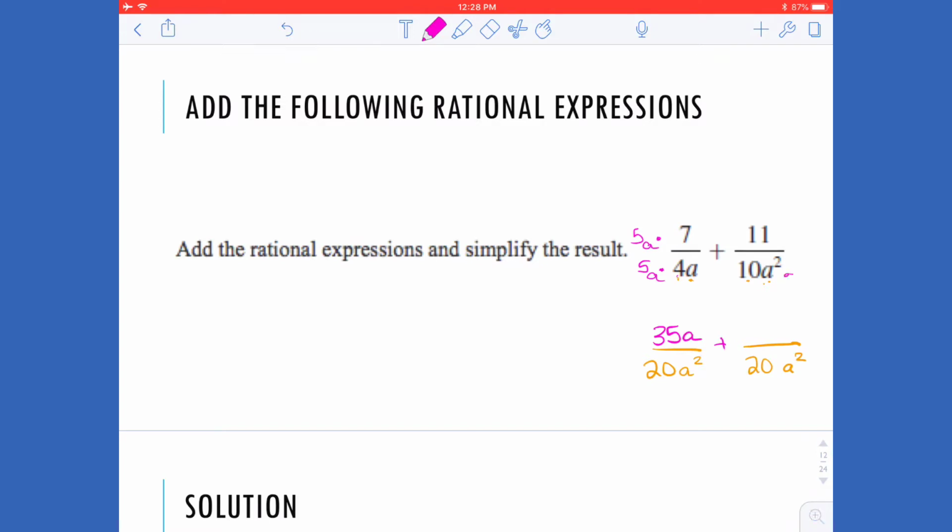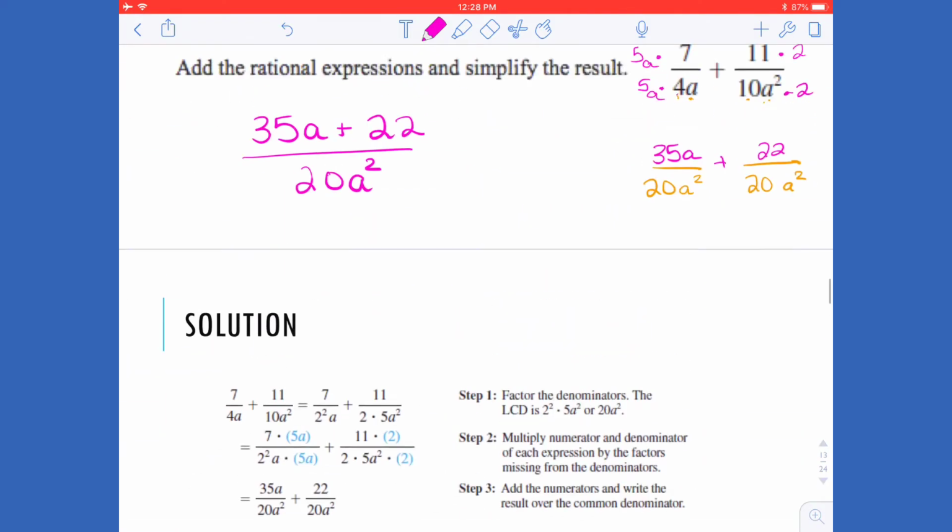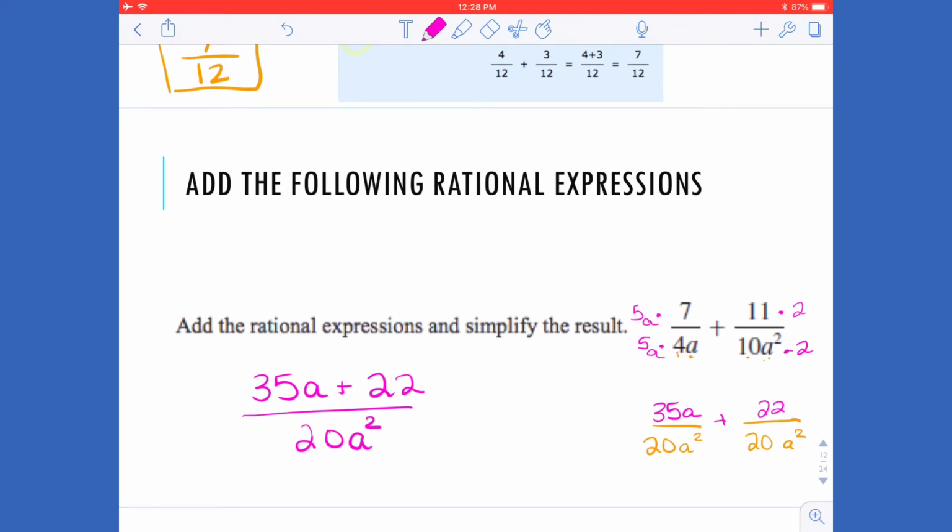To get from 10 to 20, I had to multiply by 2. The a squared was already there, so that's all I had to multiply was by 2. So I'll do that to the top. And then when I combine these answers, they are not like terms, so I will leave it as 35a plus 22 all over 20a squared. One thing that I would like to mention before I move on, the operation that I have done here is addition, and this works exactly the same way for subtraction.